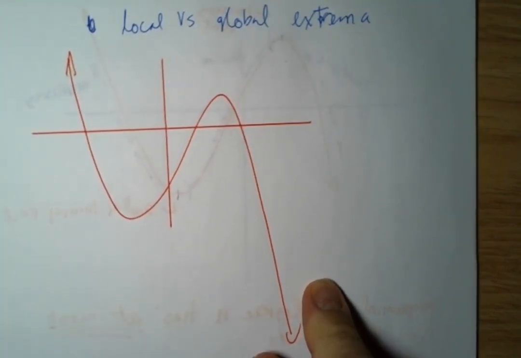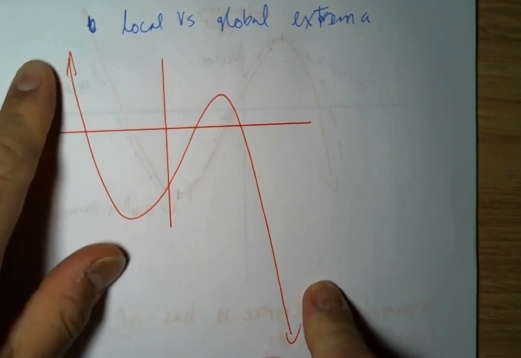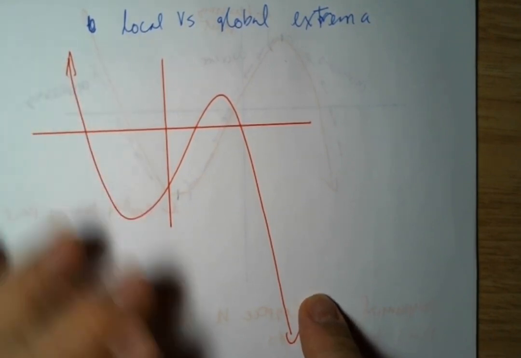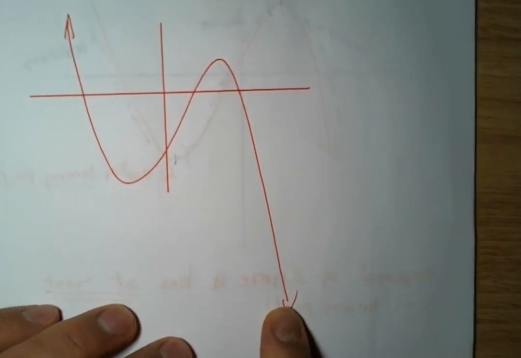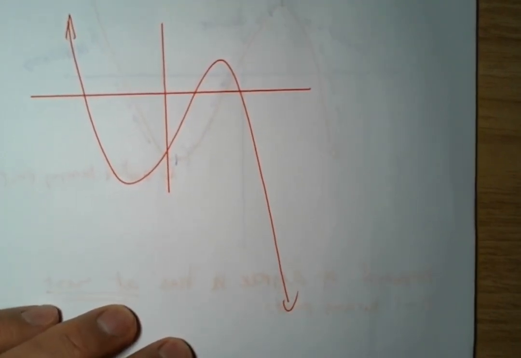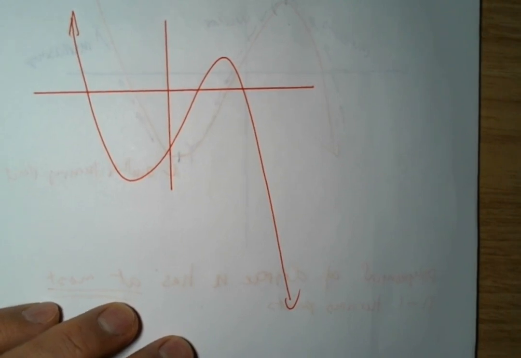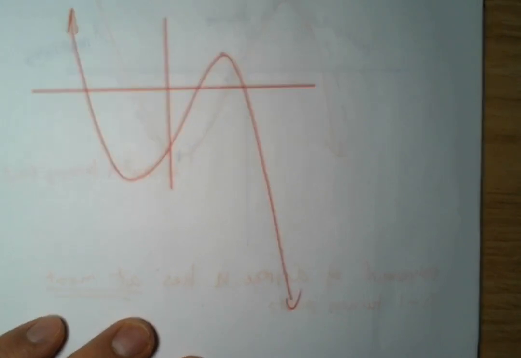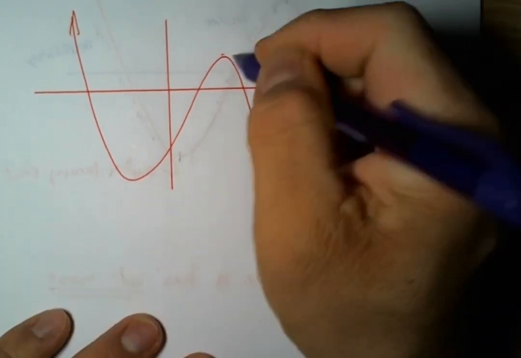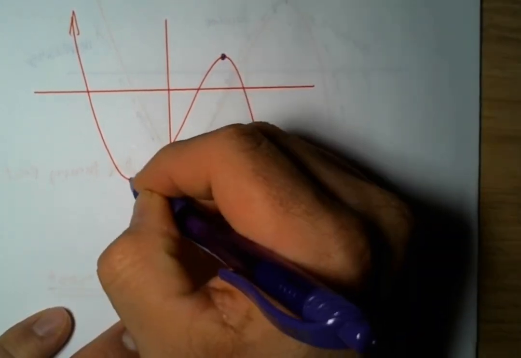There's no value that I could say is the largest value this function can attain, because it attains values that keep increasing, increasing, increasing. And the same for the decreasing, right? It decreases, decreases, decreases, so there's no lowest value that the function attains. But there are these special values here, here, and here.